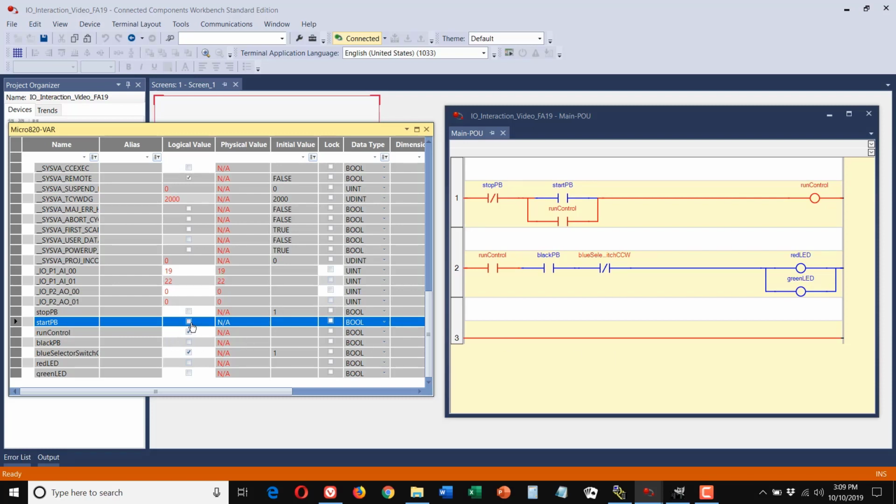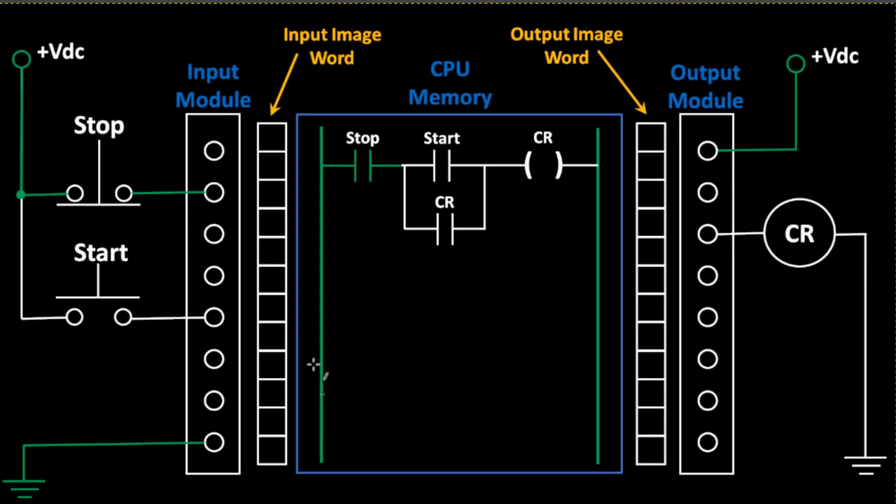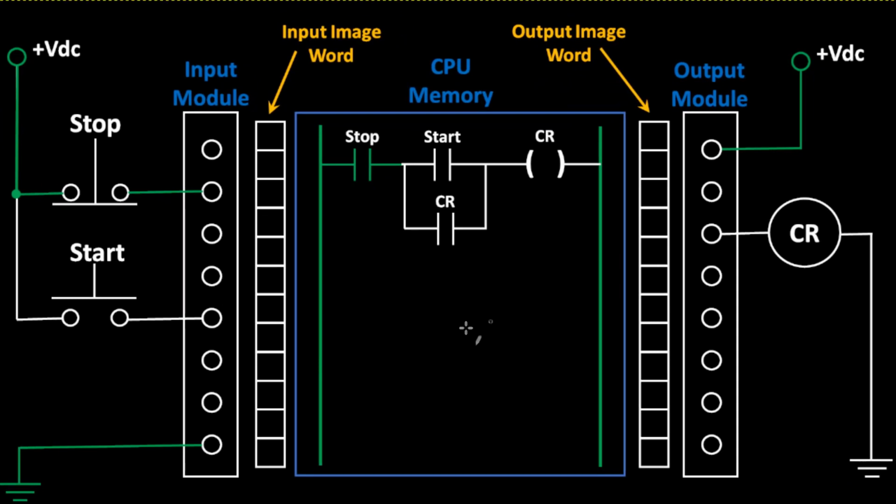However, the stop push button is a 1. So in order for this to work, I would have to continuously be holding the stop push button in. So why is this happening? That's going to be the question. Why is this happening? So let's take a look at why this is happening.